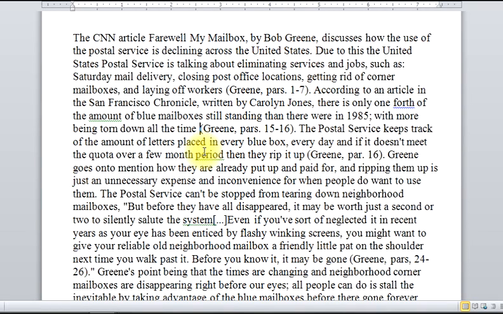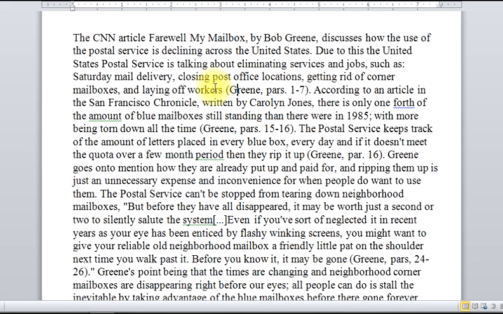A student sample of a critique from Farewell My Mailbox by Bob Greene. A lot of good stuff here. The student gets right to the point in the summary, and a lot of good actual connections to the text. The parenthetical citations are done correctly.